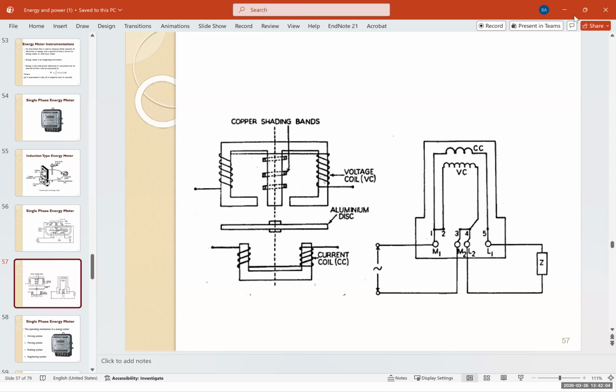And again, this is another cut from the system. When we separated, you can see the copper shading bands, the voltage coil, aluminum disc, and the current coil. And both of them, when they are current, you can see the current coil CC and VC, and the way that they are connected, and the wiring diagram to the load.